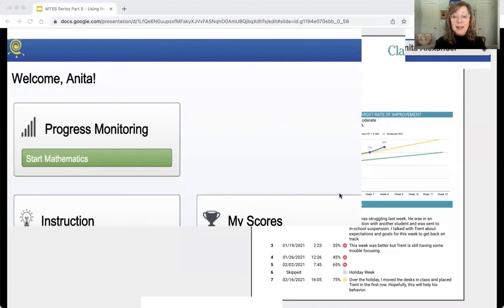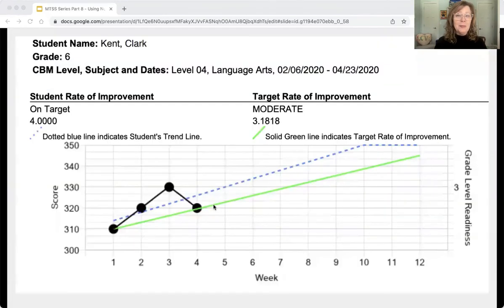ClassWorks progress monitoring is directly tied to the universal screener because it uses that same vertical scale. It's informing that student's individualized learning and ultimately shows you how students are progressing toward mastering grade level curriculum. So use those norm reference percentiles to make this data even more meaningful.